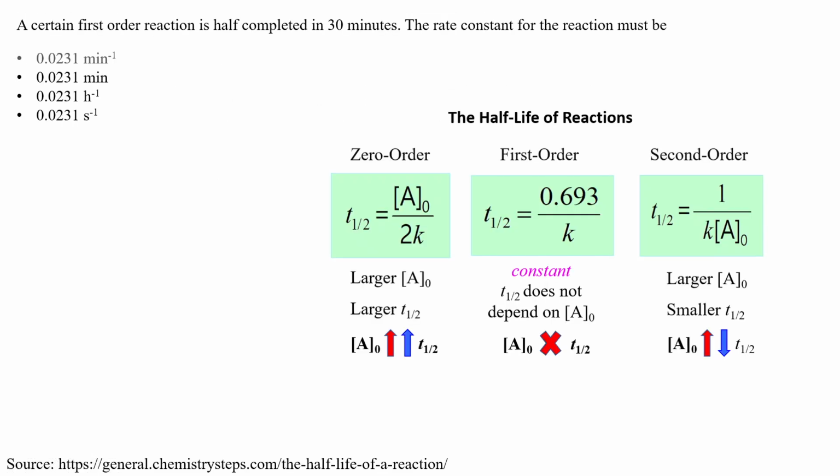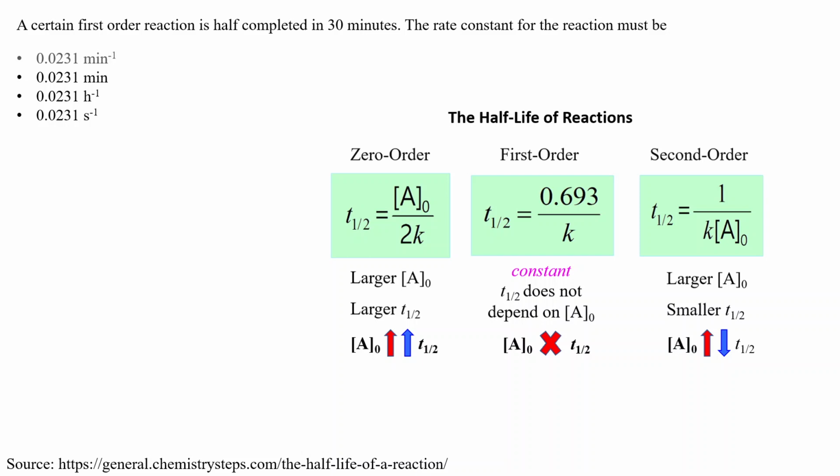Moving on, a certain first order reaction is half completed in 30 minutes. The rate constant for the reaction must be: so we have been given four options. Here I have added a picture which describes the half-life of reactions. Now what is the half-life of a reaction?